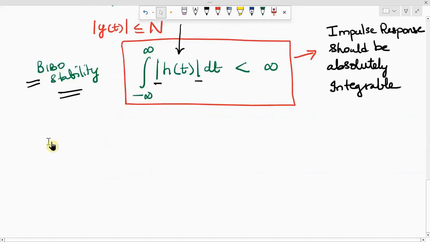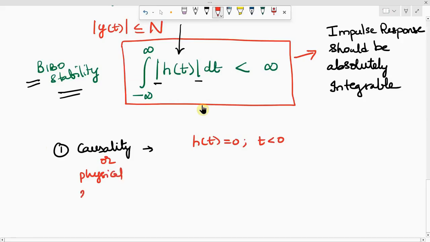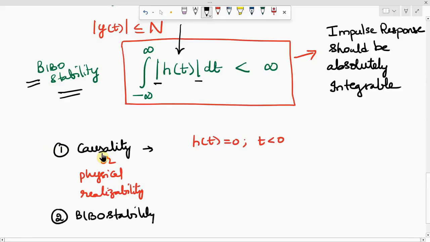Now, summarizing this, the condition for causality is impulse response h of t should be equal to 0 for t less than 0. This is causality or physical realizability. And then the condition for BIBO stability is impulse response should be absolutely integrable. This is clear.